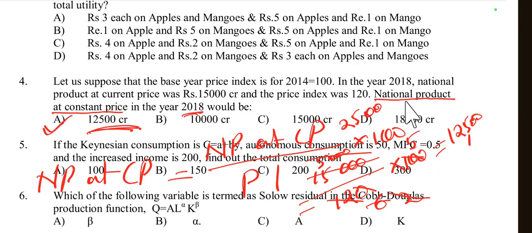So here the formula for national product at constant price is equal to national product at current price by price index into 100. So 15,000 by 120 into 100. Its final result is 12,500 crore. So option A is right here.